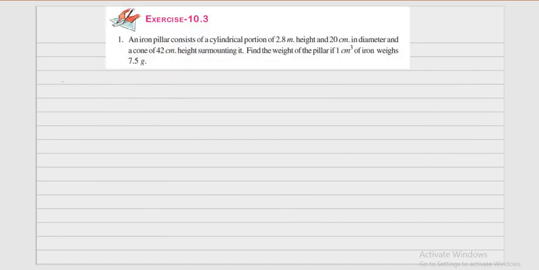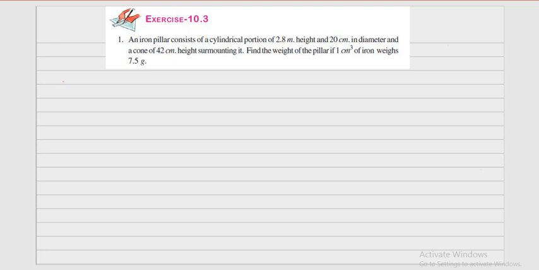Now moving on to question number 1. An iron pillar consists of a cylindrical portion of 2.8 meters height and 20 centimeters diameter, and a cone of 42 centimeters height surmounting it. Surmounting it means above the cylinder we have a conical portion. We are asked to find the weight of the pillar if 1 cubic centimeter of iron weighs 7.5 grams.